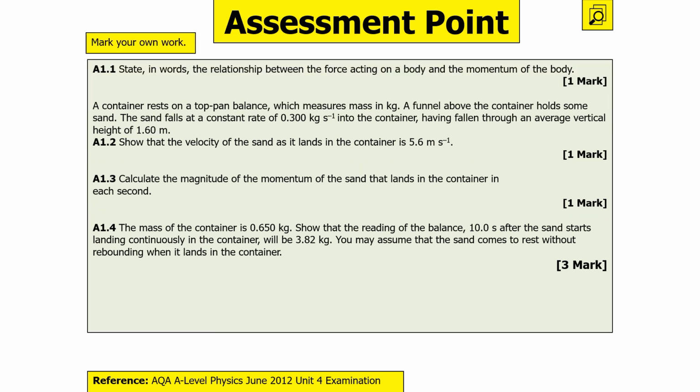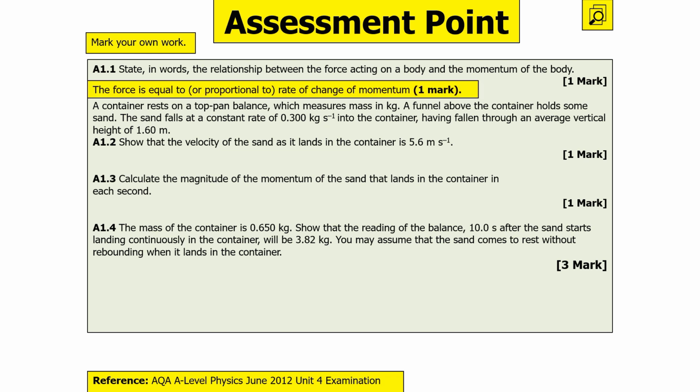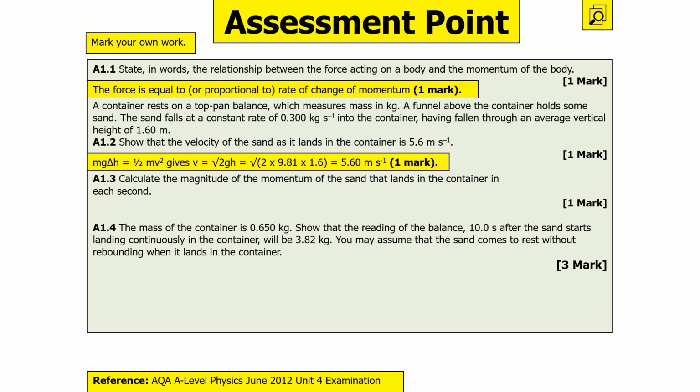Okay, we know the force is equal to the rate of change of the momentum. In this question, we're starting off with a potential energy store because it's high up, so it's mgh. It turns into a kinetic energy store, half mv squared. We can equate them. So v equals the square root of 2gh. So it's the square root of 2 times 9.81 times 1.6. So therefore it's 5.60 meters per second. Our momentum every second is therefore going to be the mass, which is 0.30 in 1 second, times the velocity, which is 5.6, which is 1.68 newtons per second.